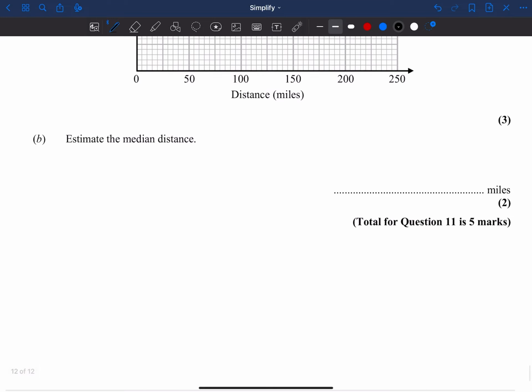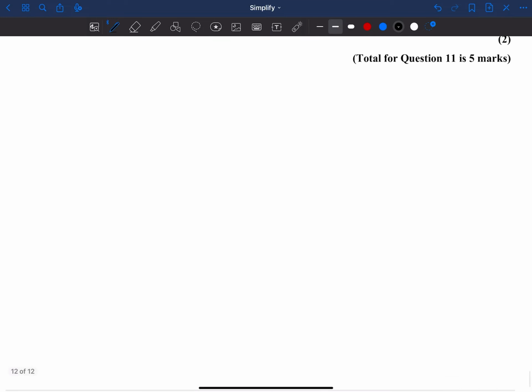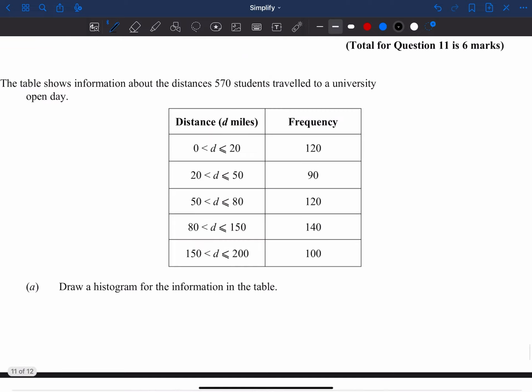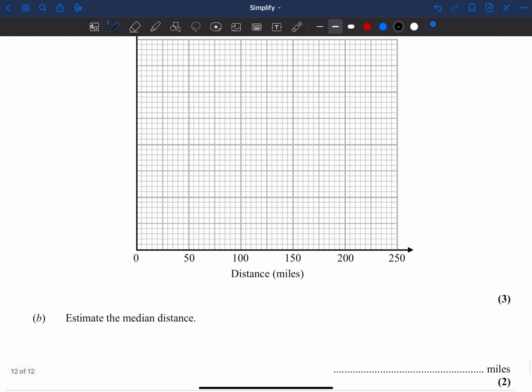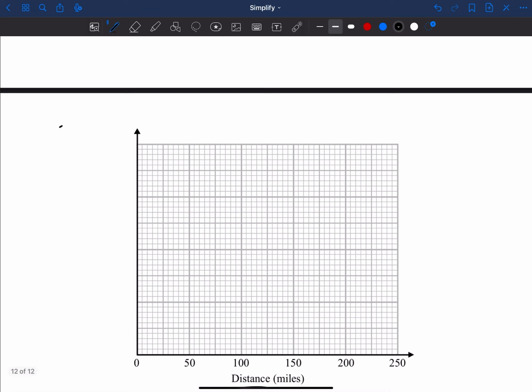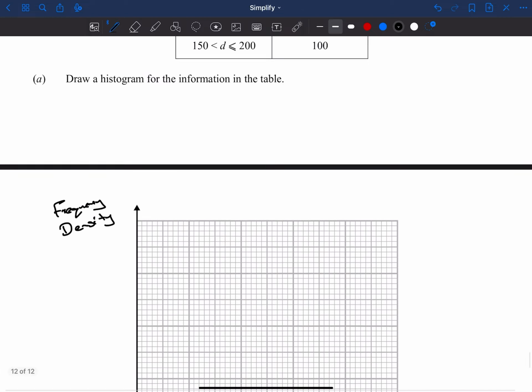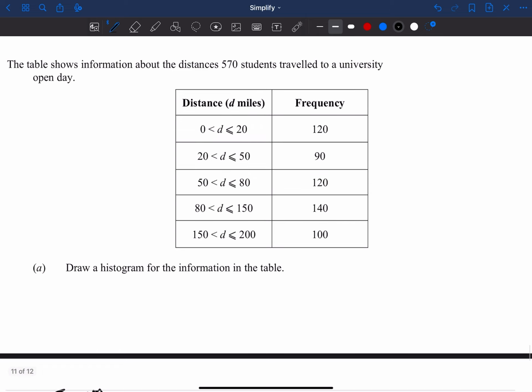The next one, the last question. A histogram, right? How to draw a histogram? Remember, they've got the distance, which is technically the class width in this case. On your y-axis, remember, you always write down frequency density. If you wrote frequency, you are wrong. Don't put f.d., just write frequency density.